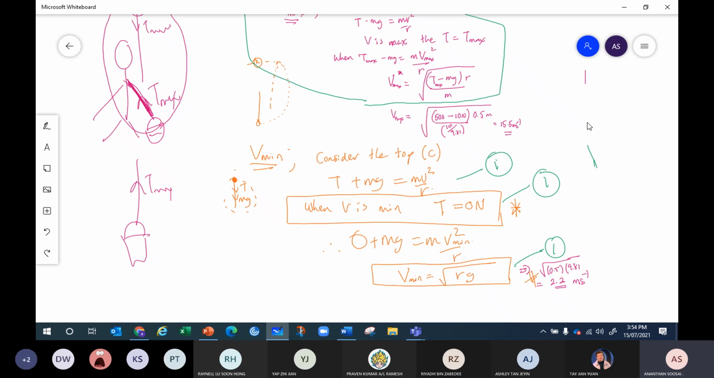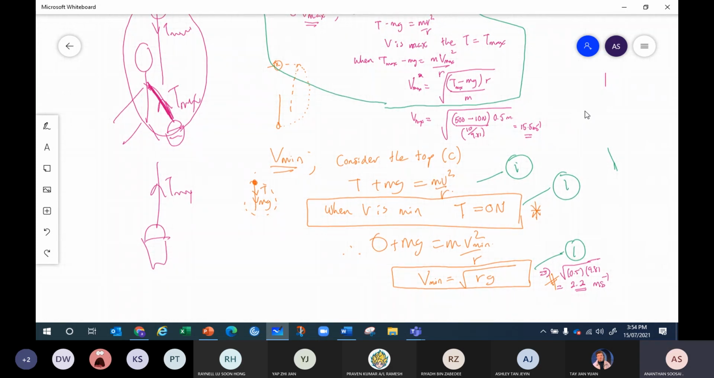The combination of tension and the weight. The combination of tension and weight contributes to the centripetal force in this system. Sometimes weight contributes to the centripetal force, sometimes weight opposes the centripetal force. But whatever it is, in this system the tension and weight contribute to the centripetal force.